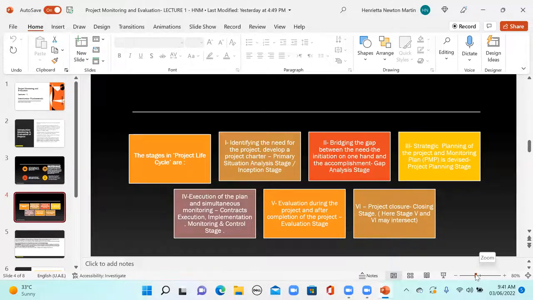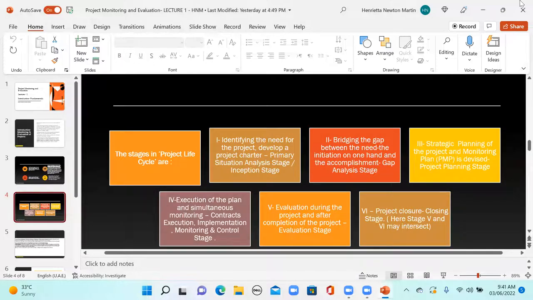Okay, so we will move forward, and we were at stage 4 of strategic planning, or the project monitoring plan. It's also called PMP, project monitoring plan, or strategic planning of the project, however you want to call it. PMP is devised at the project planning stage. Because we're talking about monitoring and evaluation, you can put it in brackets saying that at the planning stage, PMP is also prepared. That is, the project monitoring plan is devised during the project planning stage.